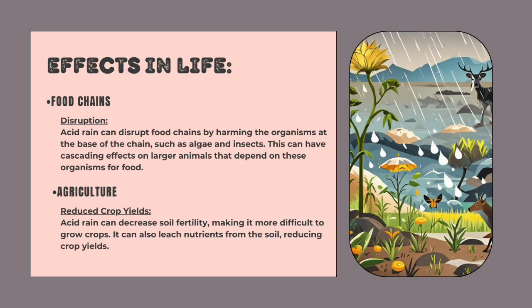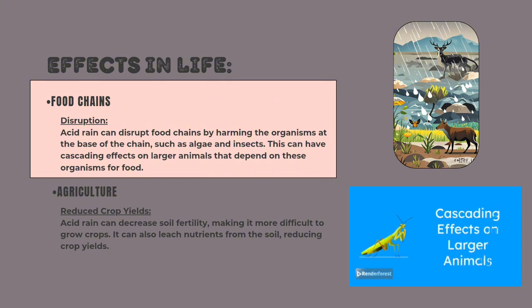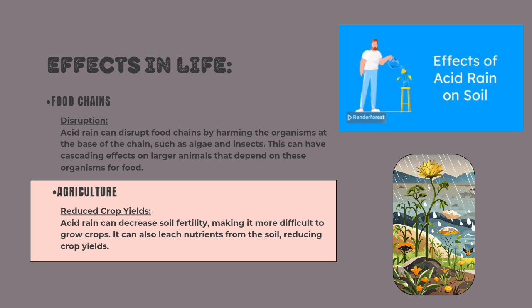Another effect in life. Food chains. Disruption. Acid rain can disrupt food chains by harming the organisms at the base of the chain, such as algae and insects. This can have cascading effects on larger animals that depend on these organisms for food. Agriculture. Reduced crop yields. Acid rain can decrease soil fertility, making it more difficult to grow crops. It can also leach nutrients from the soil, reducing crop yields.